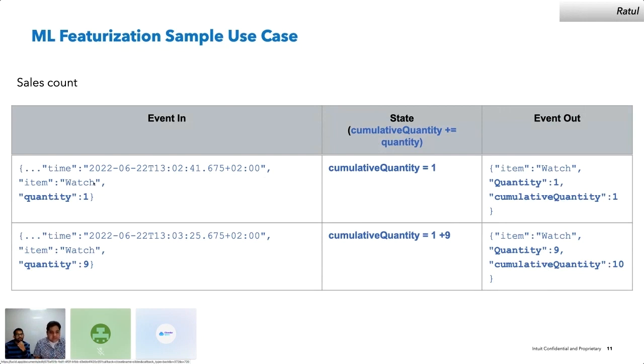Here is the example. Let's say the first event is coming while processing the archive, archive data, historical data. The second event is coming from the real-time stream, after switching to stream. Now, if we don't transfer the state, which is the cumulative quantity, then whenever it switches to stream, it will give you the wrong result. Instead of 10, it will give you only 9, right? So we don't want to lose the state. That's why it's very, very important to transfer the state between backfill mode, which is archive data processing, and real-time mode, which is stream data processing.